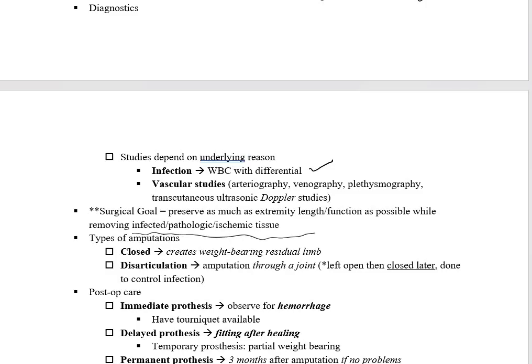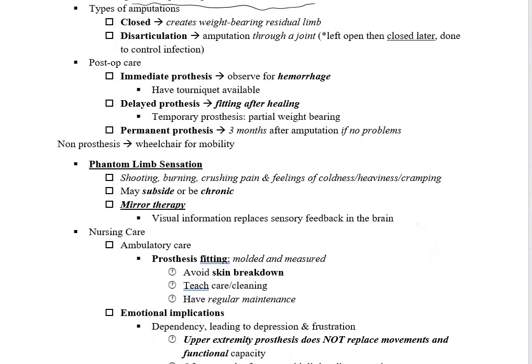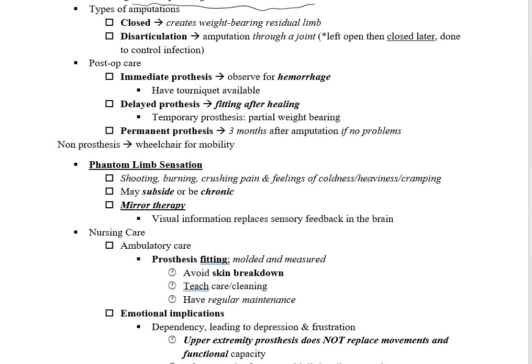That's the surgical goal. When we talk about amputation, there are two main types. You can have the closed amputation or you can have the disarticulation. Closed amputation is one and done. You create a weight-bearing residual limb and then try to fit the prosthetic afterwards, and it's done. With the disarticulation, on the other hand, this is the amputation through a joint that has been left open. They will go back and later close it. It is done to control the infection.